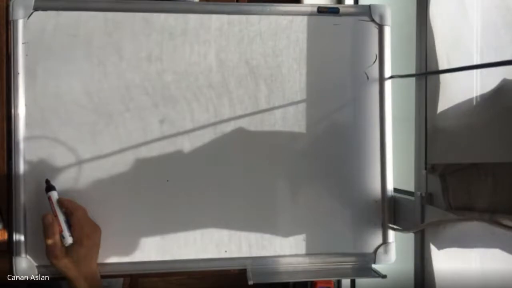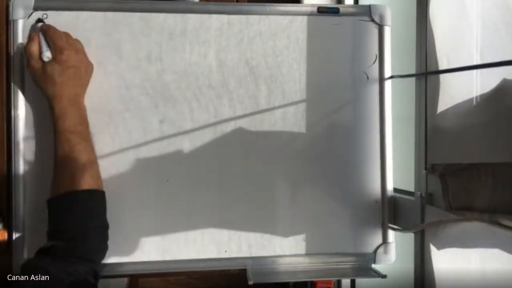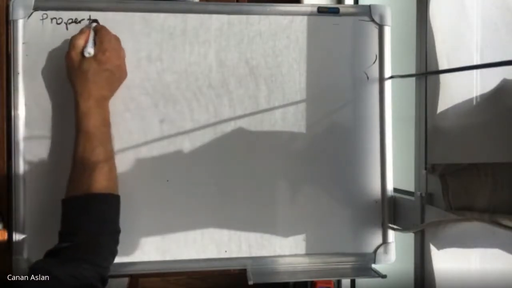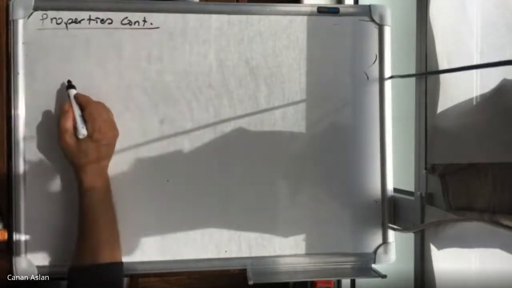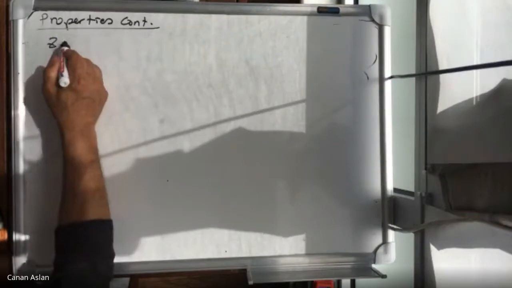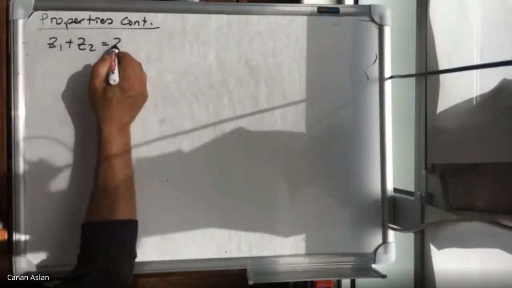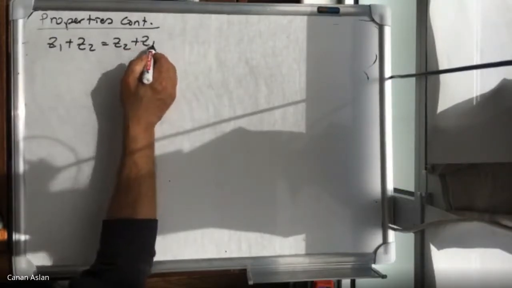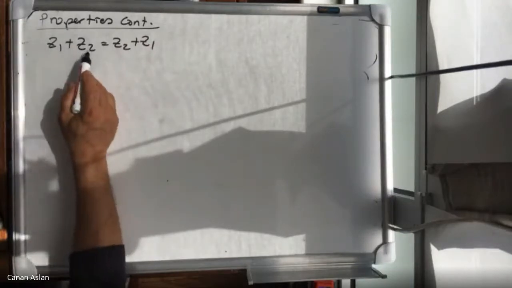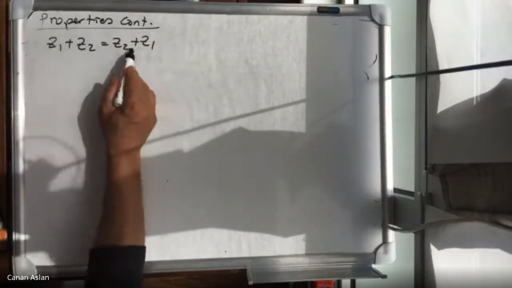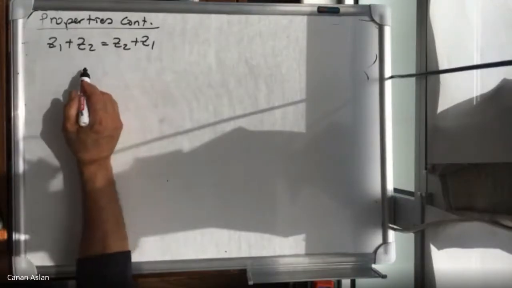Okay, now the properties continuation. The complex numbers have these properties. If you have z1 plus z2, it's equal to z2 plus z1. It doesn't matter how you add them up. As far as you add them up, it doesn't matter the order. You can change the order.